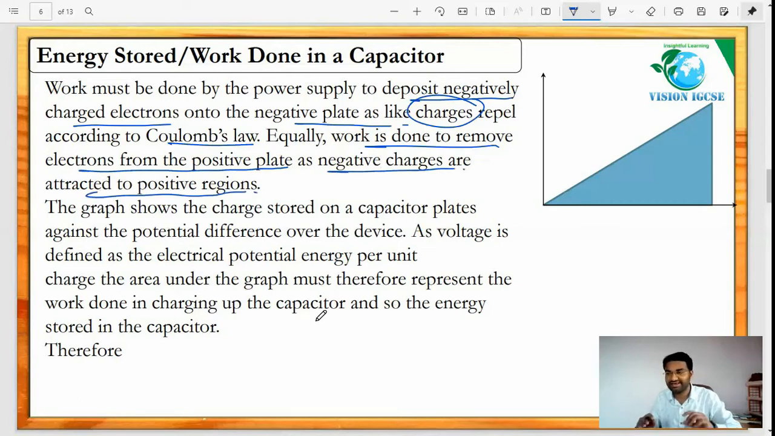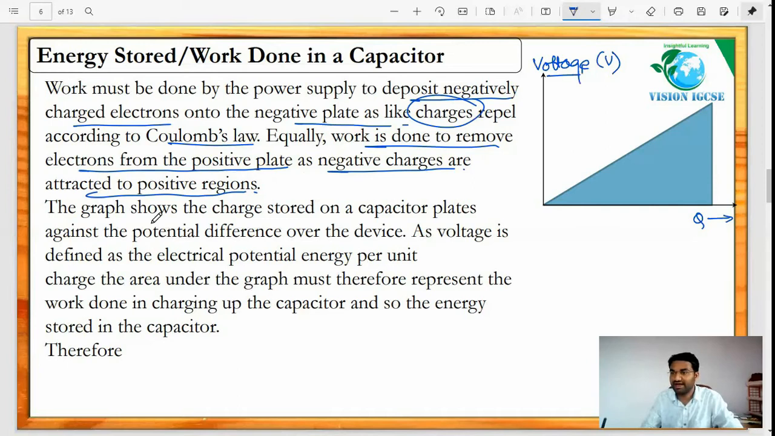So see, simply, work done is nothing but when a positive charge Q moves towards the negative charge. The y-axis is voltage V, and Q are the charges along the x-axis. When positive charges move towards the negative charges, that is when the work is done, right?